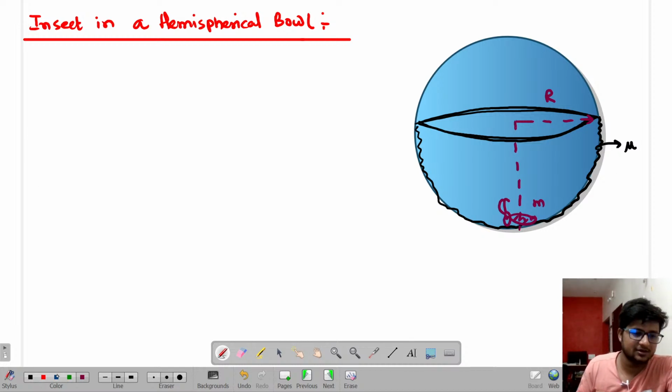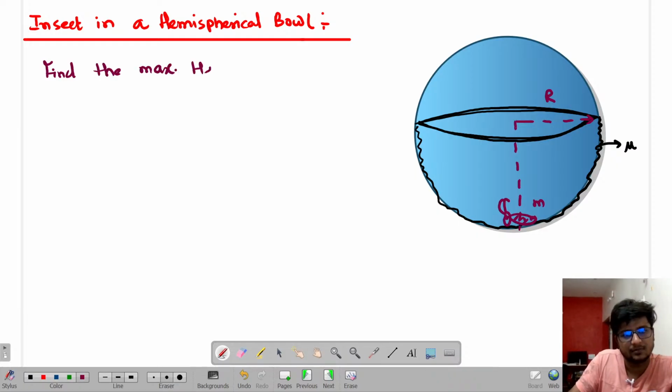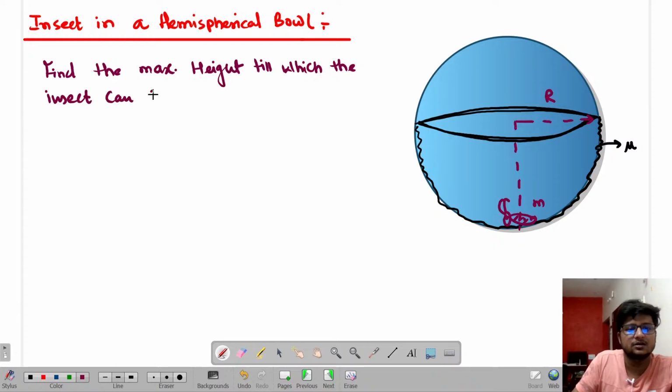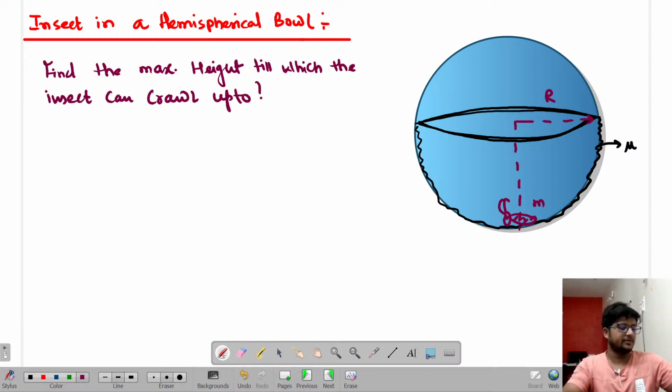Question is the same thing. Find the maximum height till which the insect can crawl up to. Find the maximum height till which the insect can crawl up to.